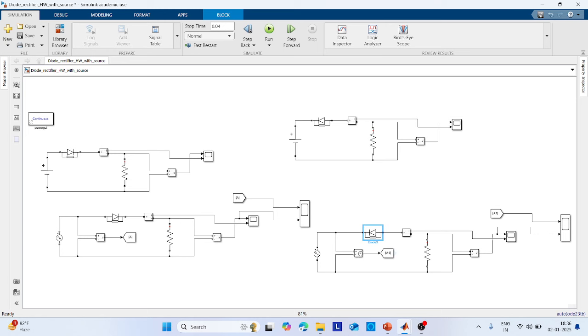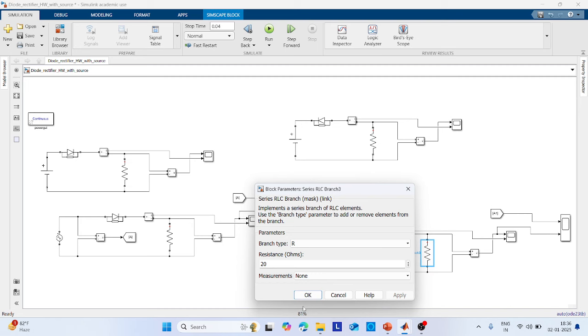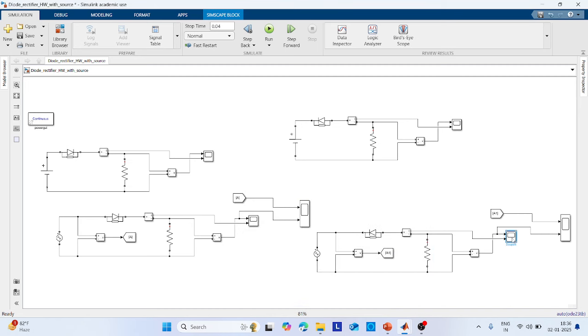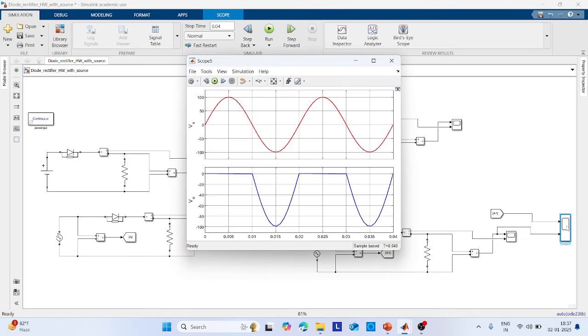So what is the ideology here? I have taken the input voltage source as 100 and the resistance is 20. Then what should be the output? You see here, this is the output voltage and this is the output current. The output current, since it is reverse bias, is shown as -5. And the output voltage across the resistor under reverse bias, you can see here, is obtained as -100. Over here also you can see this graph is shown in this fashion. So this is how you need to understand the behavior of the diode.